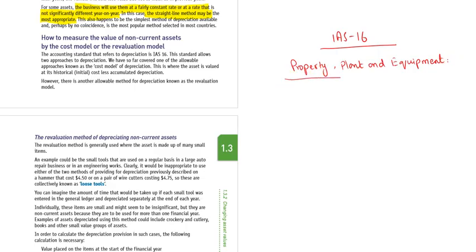This standard says we have two methods to record an asset. The first method is the cost model, and the second one is the revaluation method.